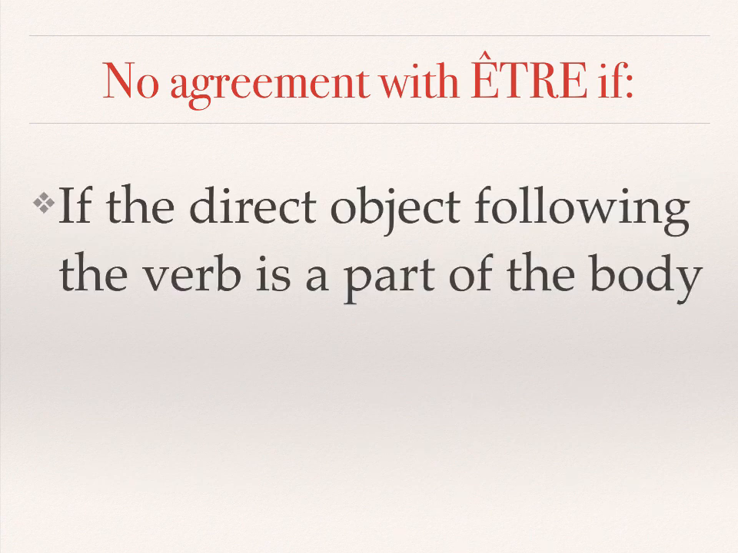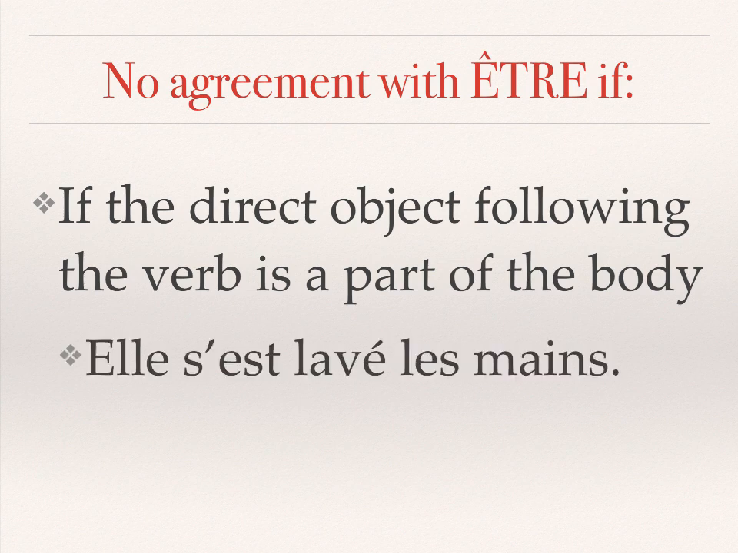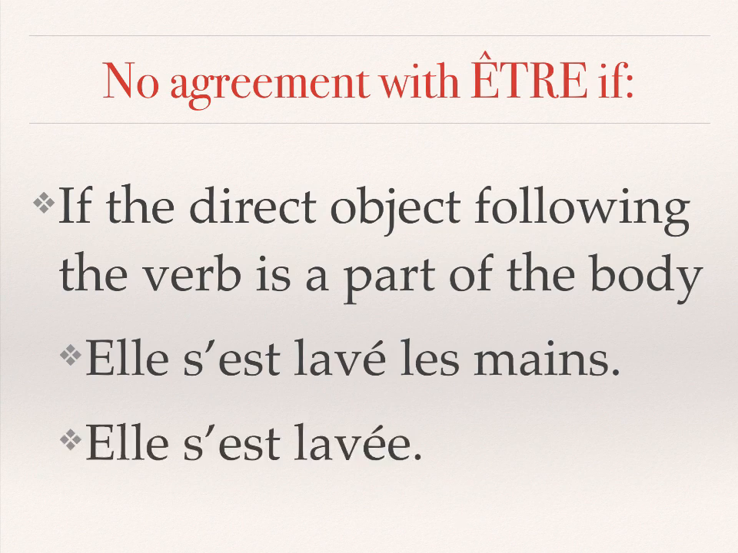There's also a case where the direct object following the verb is a part of the body. So I'll give you two examples to understand that. Elle s'est lavé les mains. You can see that lavé did not agree with elle. We don't have an E at the end of the past participle because what did she wash? Her hands, a part of her body. Now if I just said elle s'est lavée, she washed herself, then I have the agreement because it is not followed by a direct object.